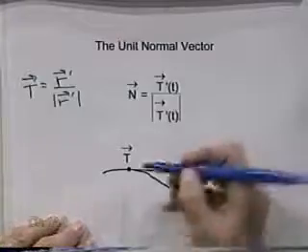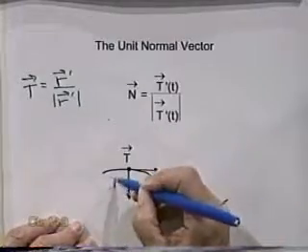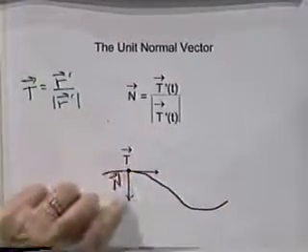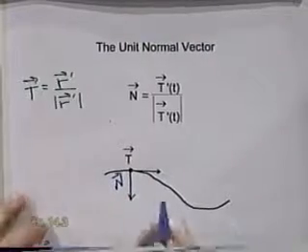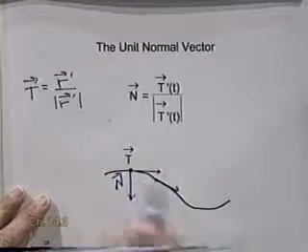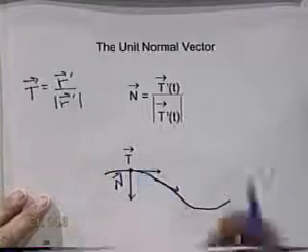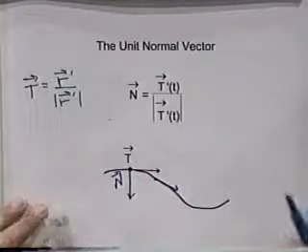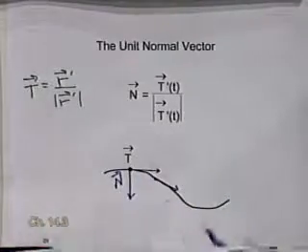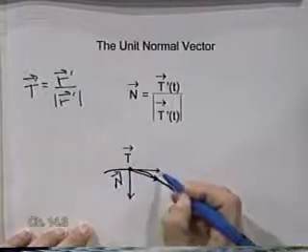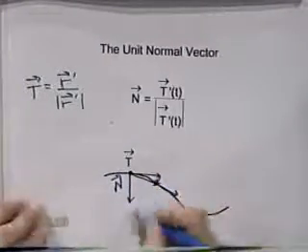The unit normal is always perpendicular to the tangent, and it always points into the curve. You can see that because if you drew your little tangent vector here, to take the derivative, it's the change in vector T over the change in little t. If you put it right here, you can see that delta T is pointing inside. So it's always pointing inside the curve.